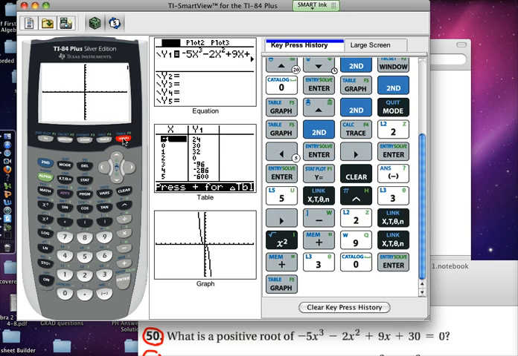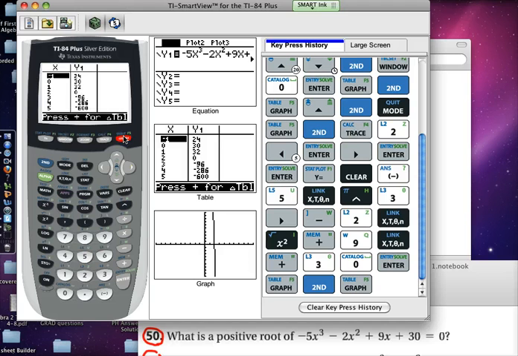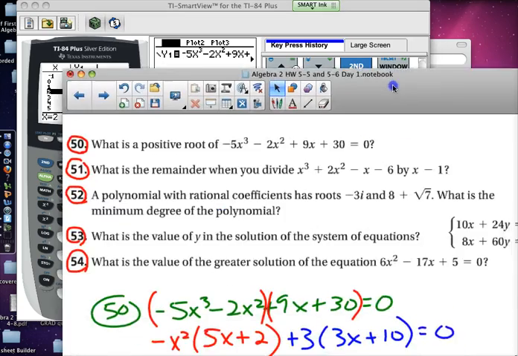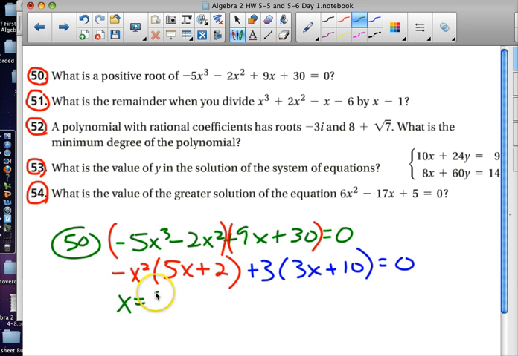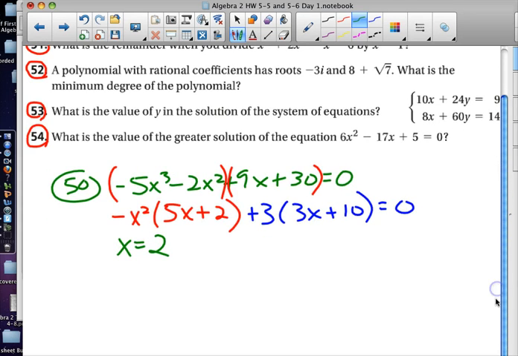I'm going to hit graph. I still have my negative 10 to 10 window. Looks pretty good for 2. So second table, and there it is. It says 2, 0. So I'm going to have to verify that that's a 0, just checking this synthetically. The calculator is telling me when x equals 2, I have a 0, and I want to check that.